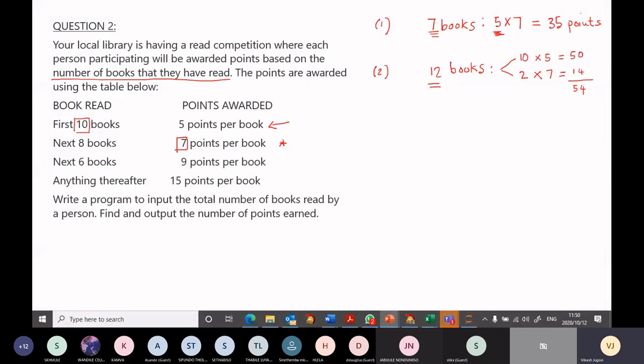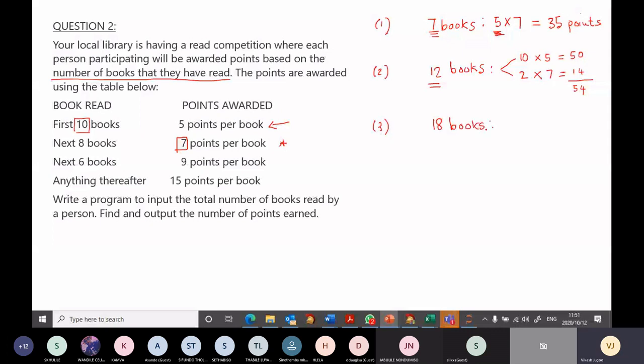So this can seem a little complicated, but let's go through a couple more examples, and I think you're going to get the idea. But you have to understand what it means when they talk about the first 10 books, 5 points, the next 8 books, 7 points, the next 6 books, 9 points, anything thereafter, 15 points. So let's look at the third example. I'm now saying somebody reads 18 books. Let's work out the number of points this person should get.